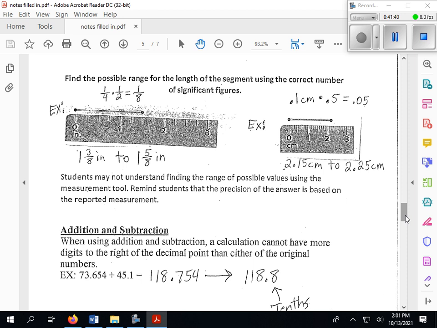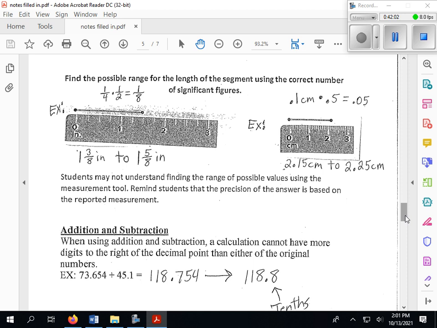Again, if we go back to Fletcher, Fletcher told us that the measurement is 1.5. We sort of believe Fletcher, but we don't think that he's exact, so we know that the measurement is between 1 and 3/8 and 1 and 5/8. Same idea on the next one, centimeters.